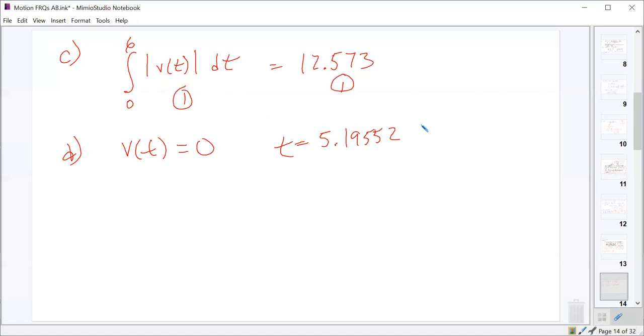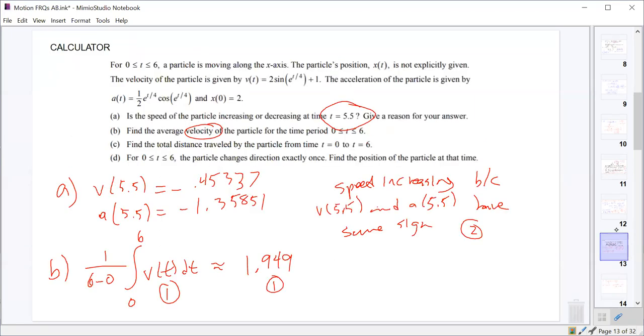You would note that if you looked at the graph of it, the velocity is going from positive to negative, which means that the particle stops moving to the right and starts moving to the left. I don't think it specifically asked us that, but that's fine. Then we want to find the position of the particle at that time.